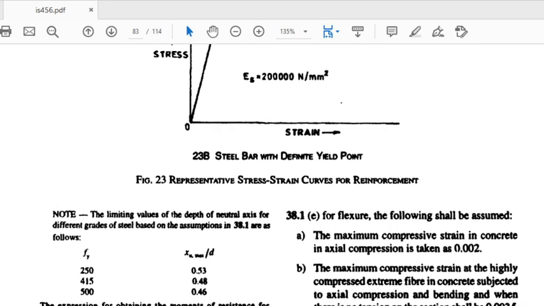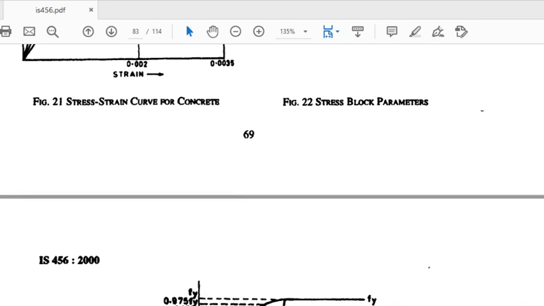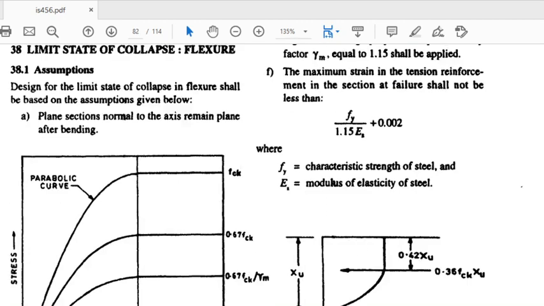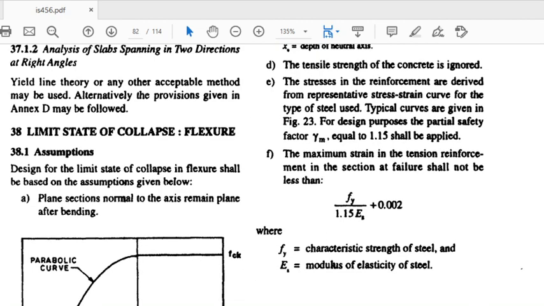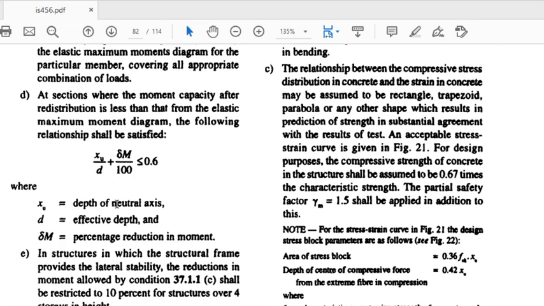In your final examination, if a question is asked like this, write down the assumptions of the limit state method of design, then you have to write these assumptions. You can write directly from your notes, but you should write the essence of it, not copy it completely in the same way. Plane sections remain plane before and after bending. You can write in your own words. You have to read this and write the main point there.